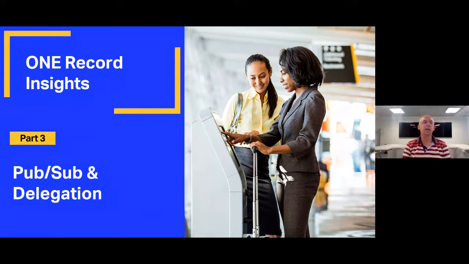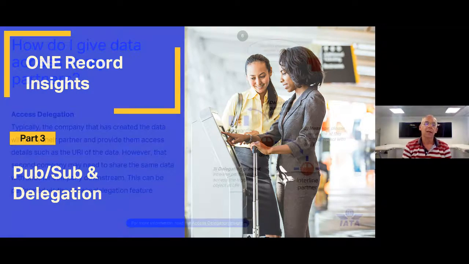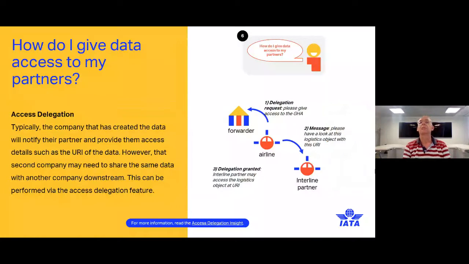Okay, so let's look at the pub, sub, and delegation. These are two very important aspects of OneRecord. The question is, how do I give data access to my partners? This has to do with delegation. So what does delegation mean? Let's say, for example, that a forwarder has shared some data with an airline.